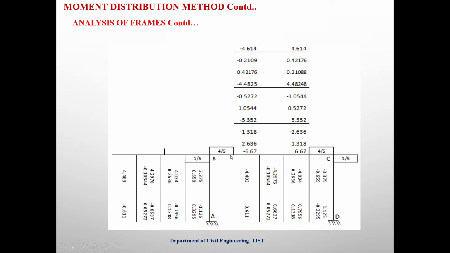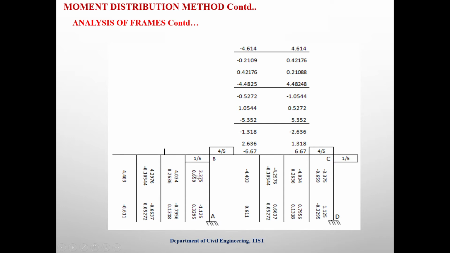The support condition for the intermediate supports is that MBA plus MBC should be equal to 0. That means 3.375 minus 6.67 should be equal to 0, but here it is not equal to 0, it is minus 3.3. We have to make that equal to 0, that means we have to add plus 3.3 to BA and BC on the basis of the distribution factor. That means 1 by 5th of 3.3 will be here and 4 by 5th of 3.3 will be here.